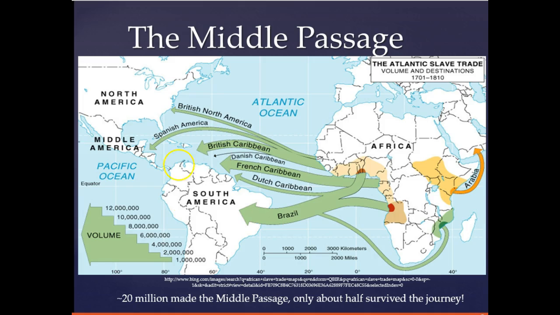This map gives you a good idea of what the Middle Passage looked like. You can see from this red shaded area, all of these were slaves coming from West Africa to the different parts of the Americas.